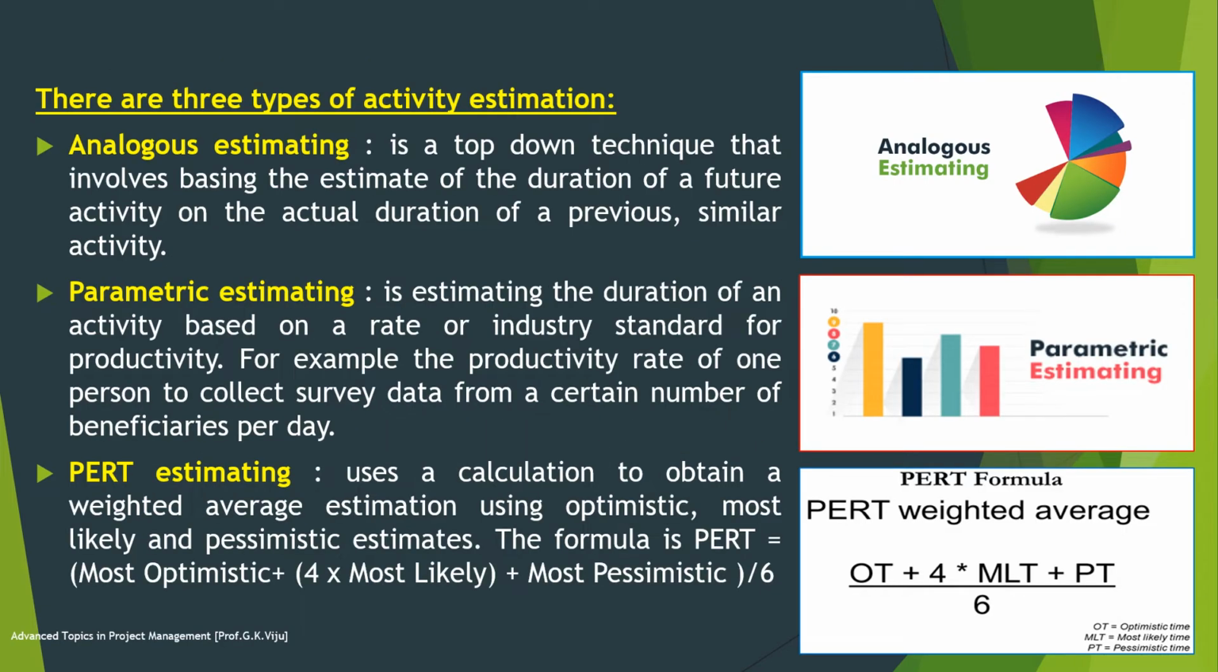In order to estimate the activity, we use analogous estimation, which is a top-down approach. Parametric estimation is estimating the duration of an activity based on a rate or industry standards for productivity. And the third one is PERT estimation, that is Program Evaluation and Review Technique. It uses three estimates: optimistic, most likely, and pessimistic. The formula is optimistic plus 4 times most likely plus pessimistic, divided by 6.